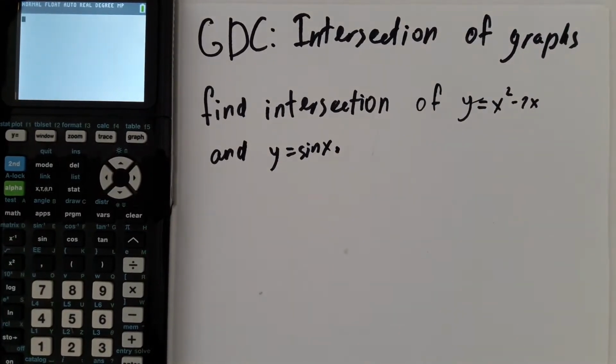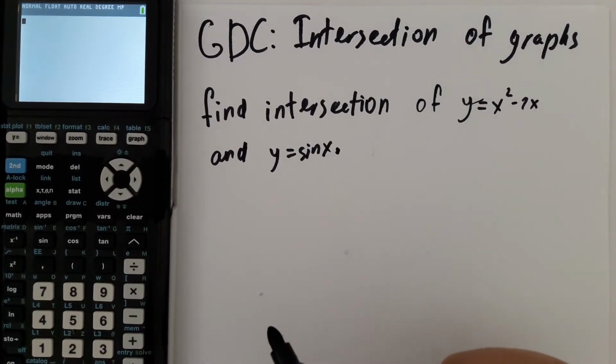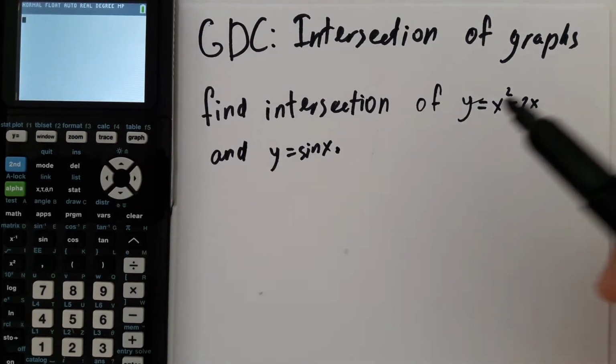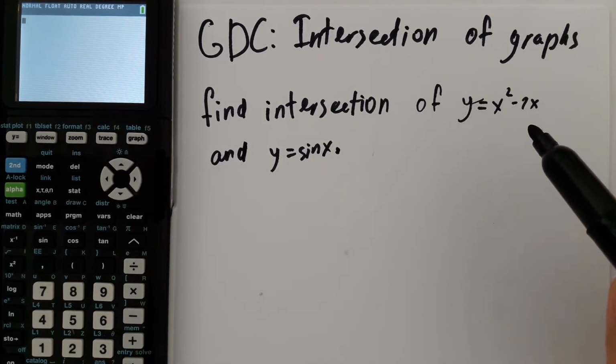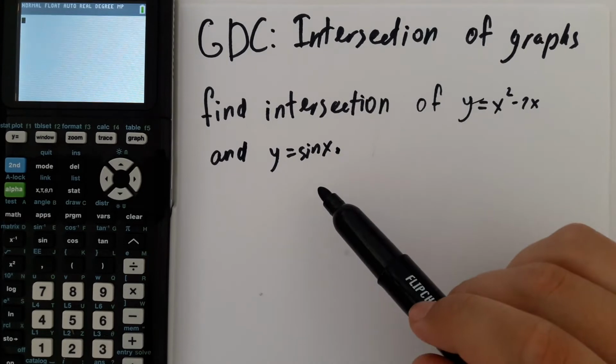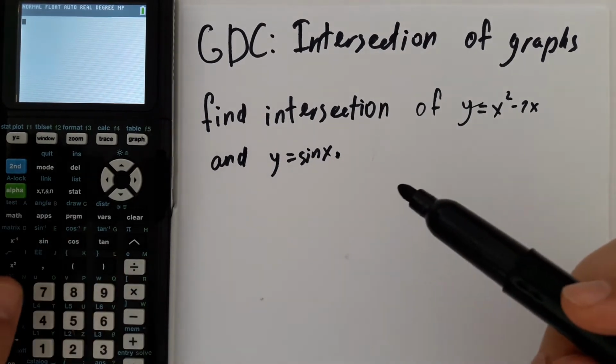Okay, hello students. So today I want to show you how to find the intersection of graphs by using a GDC. As you can see in the question, we are given two functions, y equals x squared minus 2x and y equals sine x. Now let's try to find the intersection.